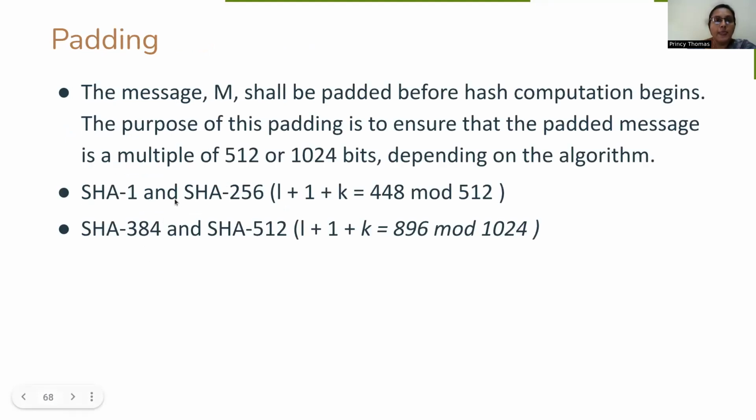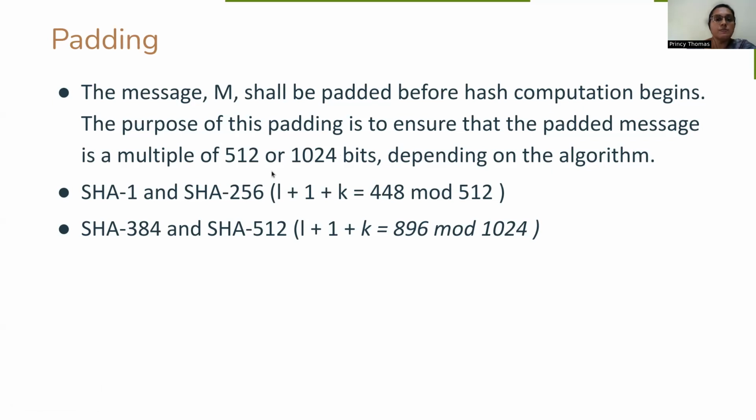Now, what is padding? For the message M, we already saw earlier that SHA takes as input any arbitrary message. The size of the message itself does not matter. That is why we have to do padding. The message should be padded before the hash computation begins. The purpose of this padding is to ensure that in different SHA algorithms, the size of the blocks is right. In the case of SHA-1 and SHA-256, 512-bit blocks are used. And in the case of 384 and 512, 1024-bit blocks are used. So depending on which algorithm we are using, padding should be done accordingly.